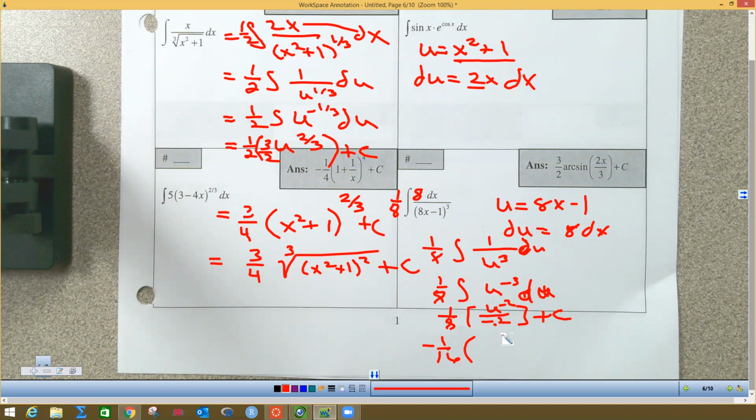And then I would want to put that u squared back in the bottom, but I'm going to stick this 8x minus 1 back in for it. And that would be your answer right there.